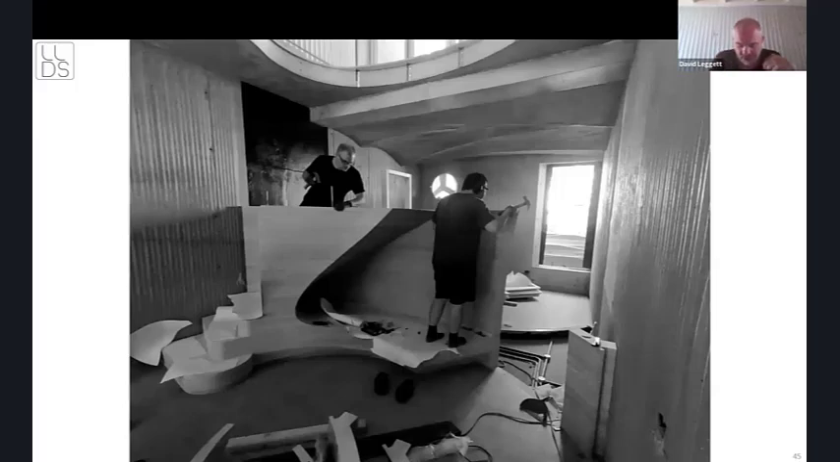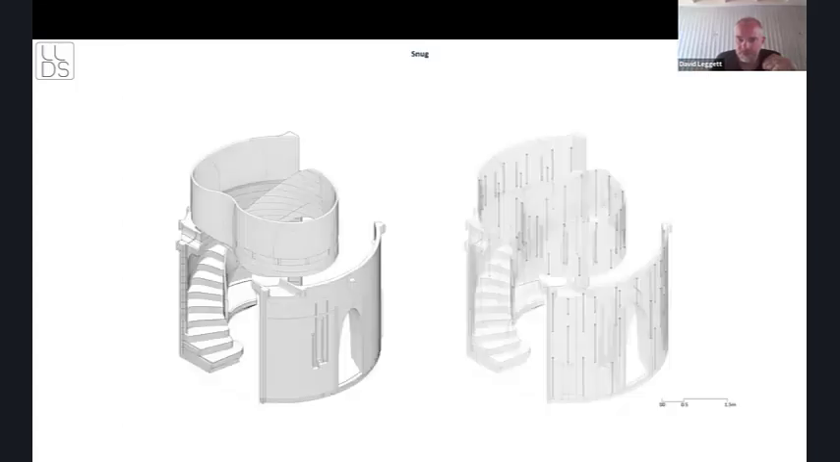So the stair itself consisted of 237 layers of CNC milled birch plywood, with each layer being CNC milled and assembled on site. It's not just the stair, but it consists of a seat. It consists of the bookshelf wall, which faces the stair. So here we've got all of those layers drawn up.